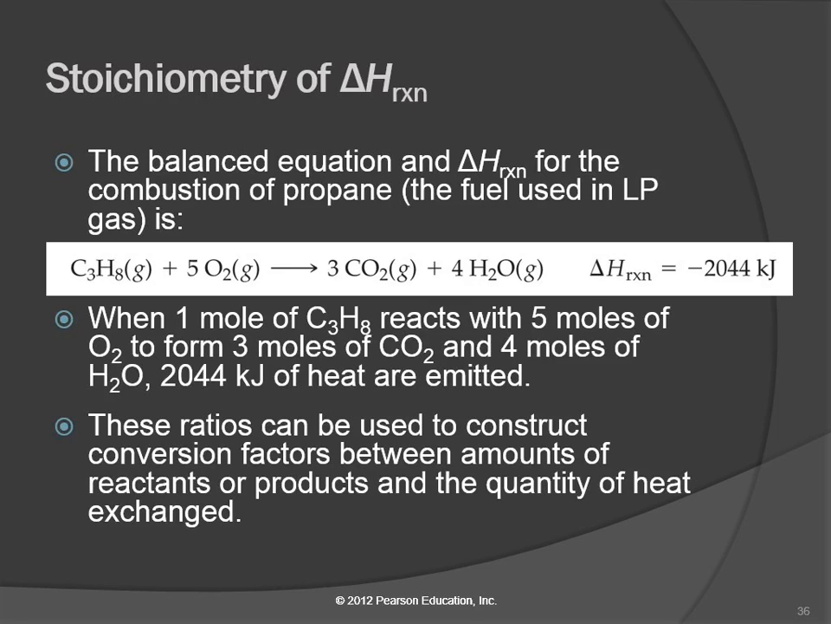Here's the combustion of propane. This is what you might have in your gas grill. This gives off 2,044 kilojoules of energy for every 1 mole of propane that's burned. And so this can form a conversion factor. So we can ask questions then like, well, if we burn 10 grams of this, how much energy is released?